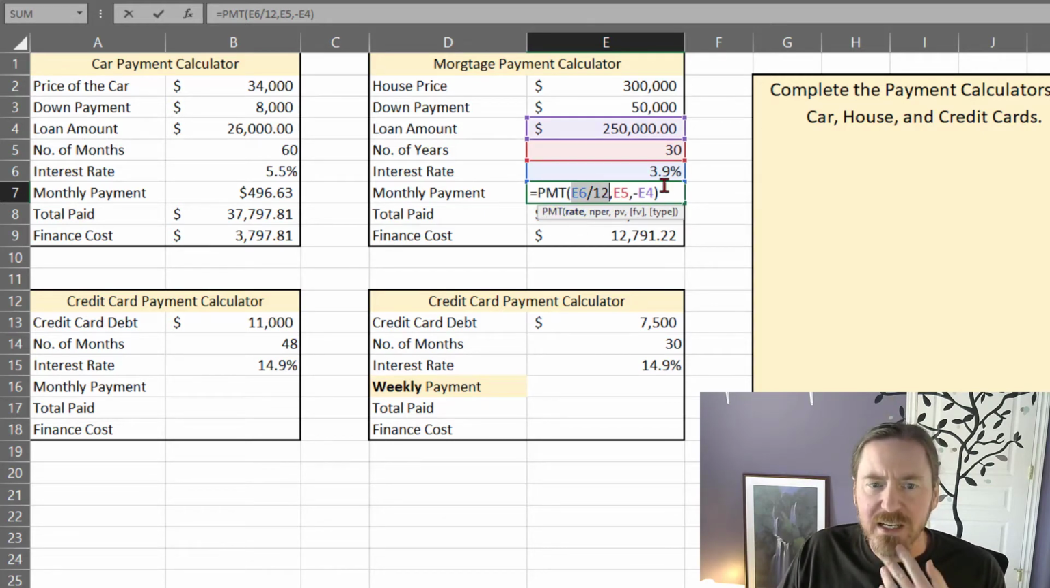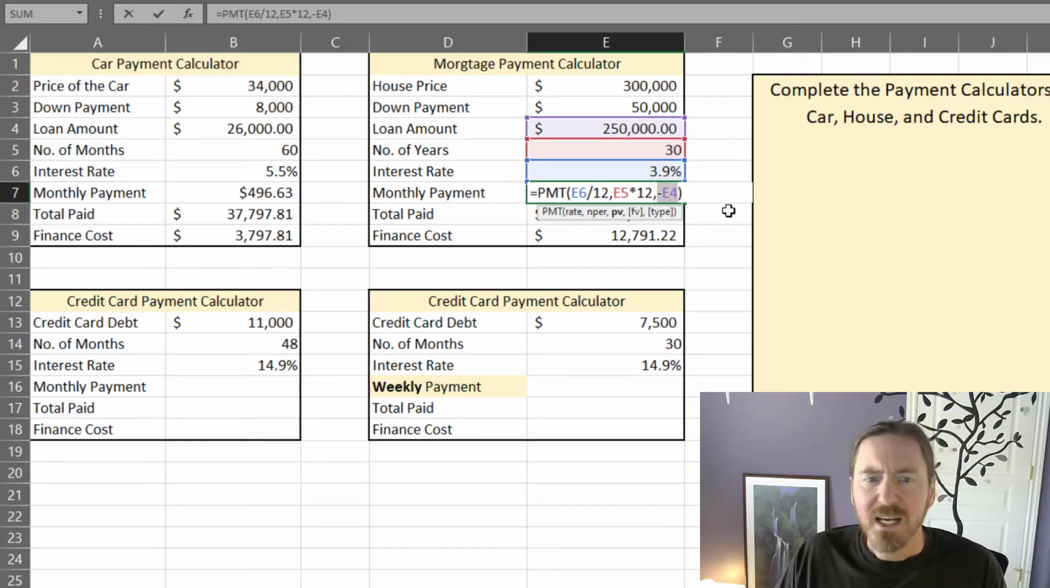Now the rate, annual rate divided by 12, that looks good. Number of periods, though, it's calculating for 30 years. So basically, it's doing annual payments. We need to take those years and multiply it by 12 to get the number of months. And then we have, for the present value, a negative version of the loan amount.